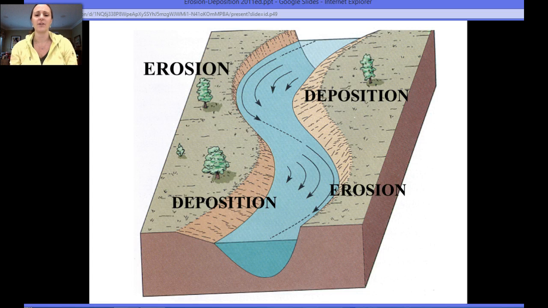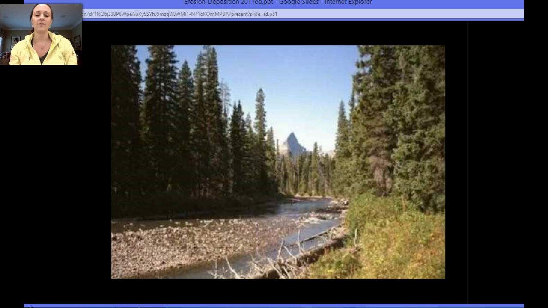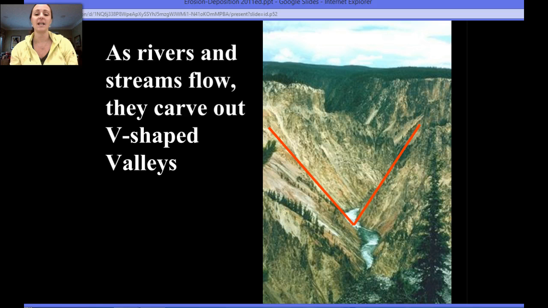And here's just a diagram that we saw before. We're going to look again at the deposition side of the river and the side of the curve versus the erosion side. And here's just a picture of a meandering stream, but you can really see the deposition that has occurred along here where water has slowed down and dropped the sediments.